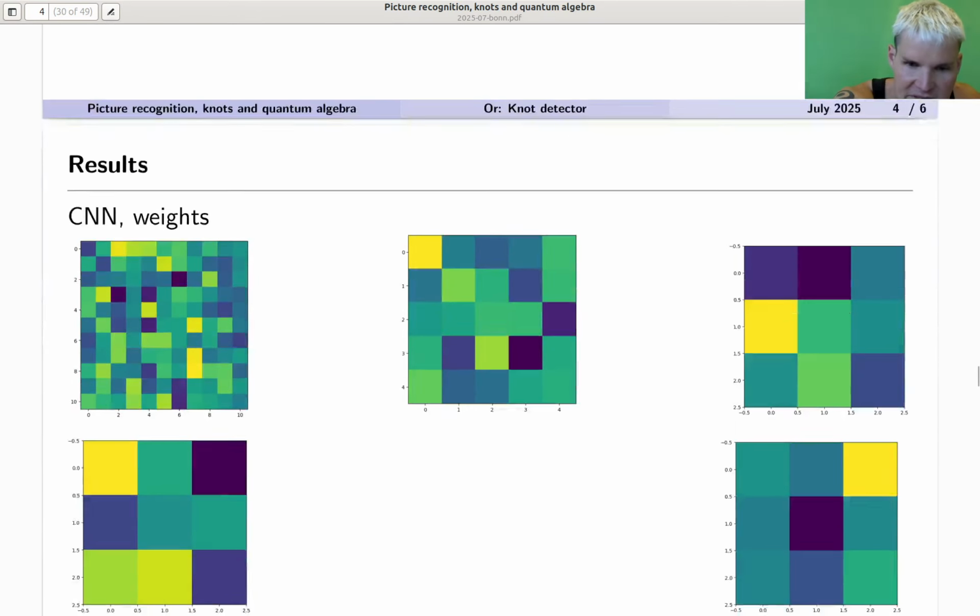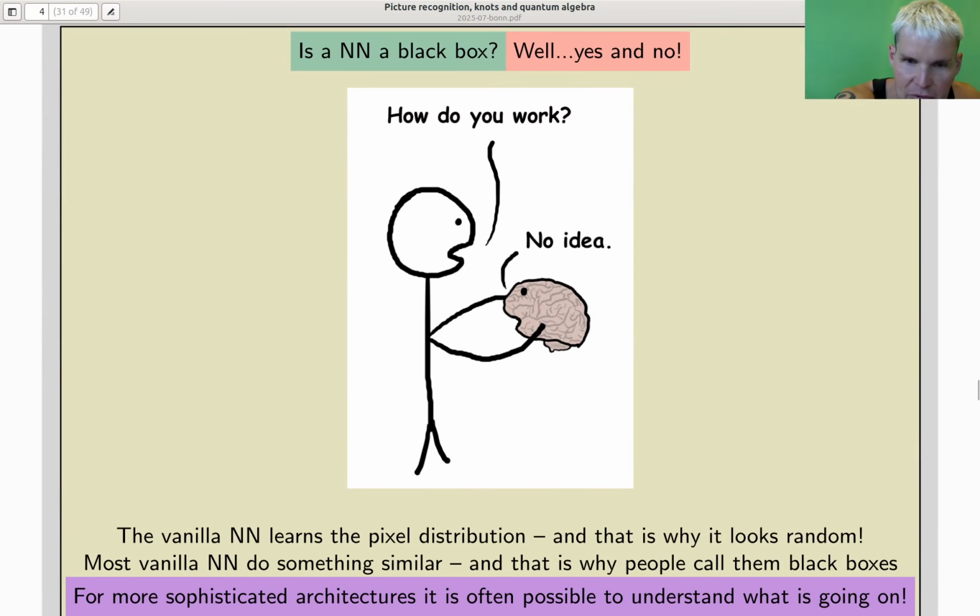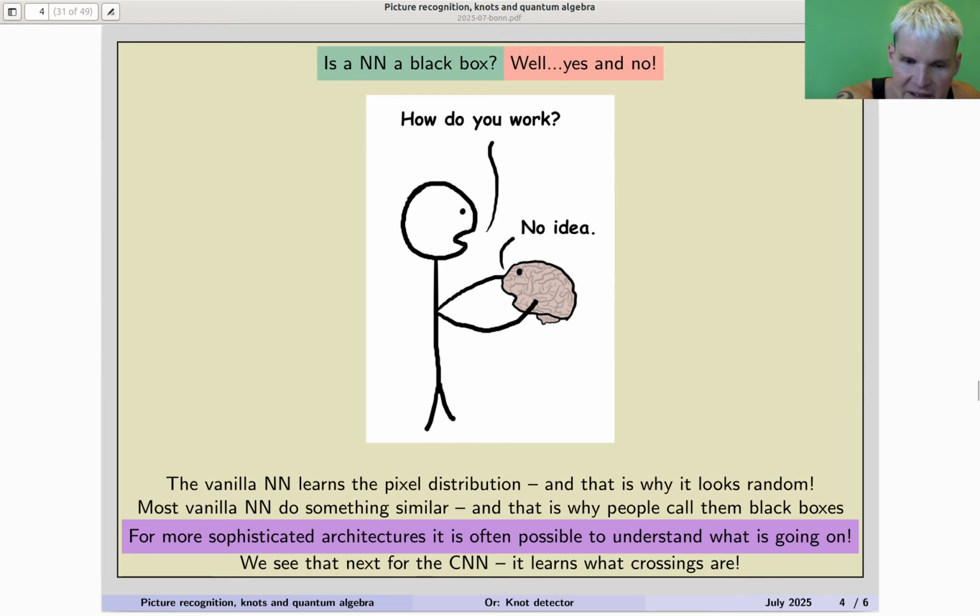Okay. So the weights are random as well. And then there's this idea that neural networks are really black boxes. But that's actually not true. Yes and no. When people talk about how we don't know what a neural network does, they usually mean the perceptron, because you have seen the weights of the perceptron, and it's just completely random.